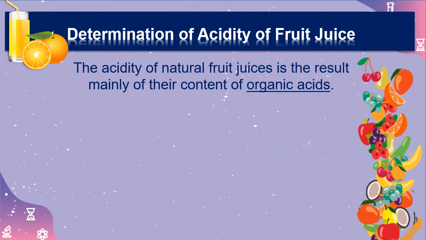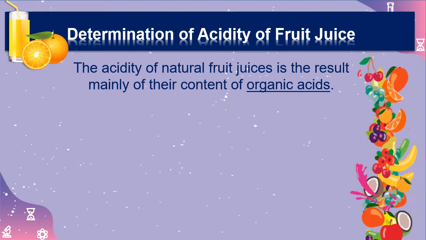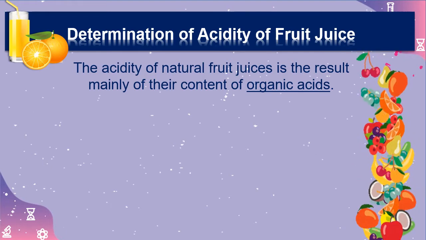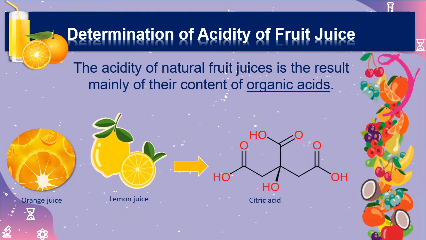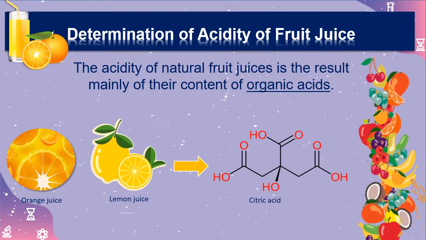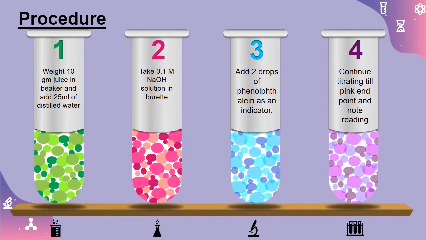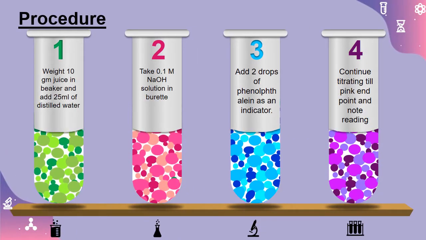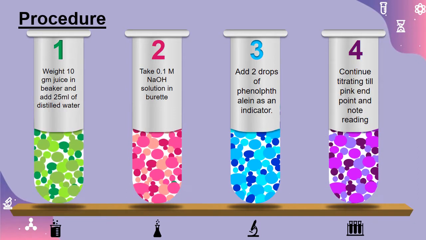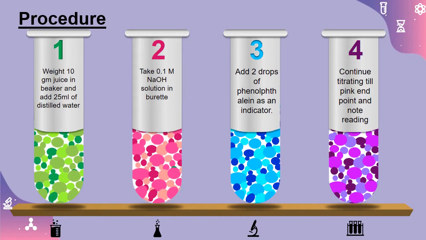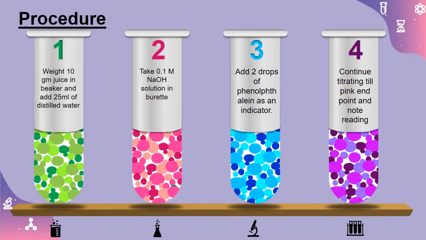The acidity of natural fruit juices is a result mainly of their organic acid content. For example, orange juice and the lemon juice are slightly acidic due to their citric acid content. In the procedure, a sample of fruit juice is taken and is titrated with sodium hydroxide till phenolphthalein pink endpoint, and the final reading is noted.